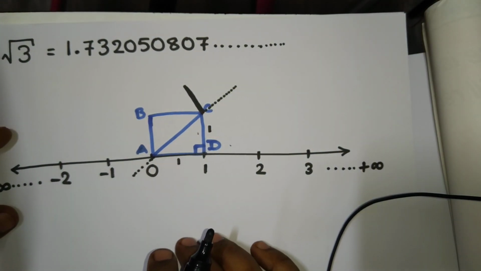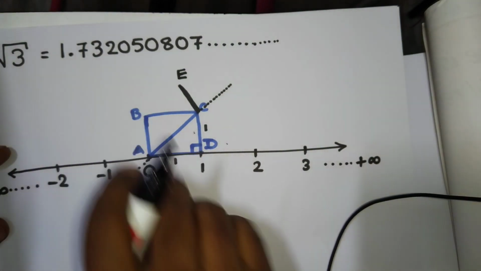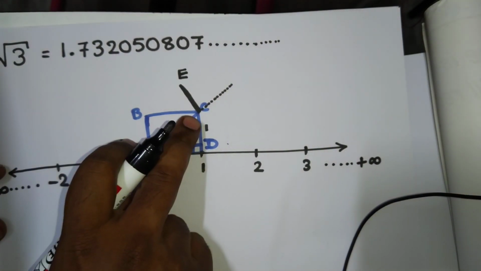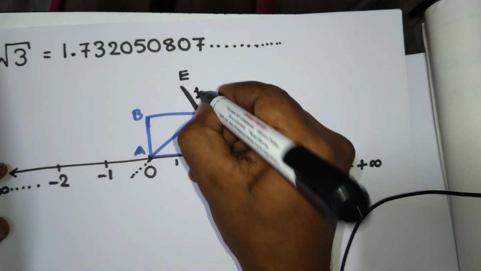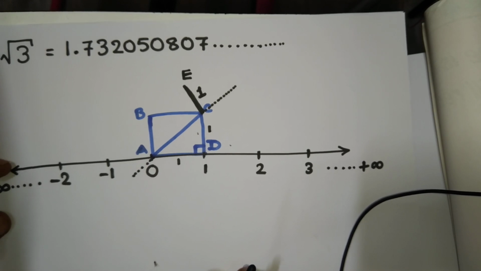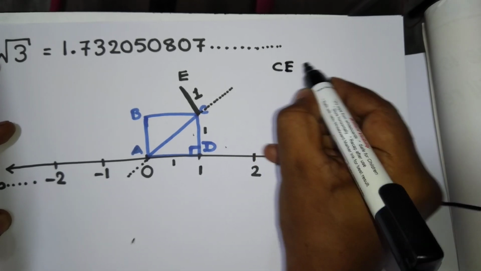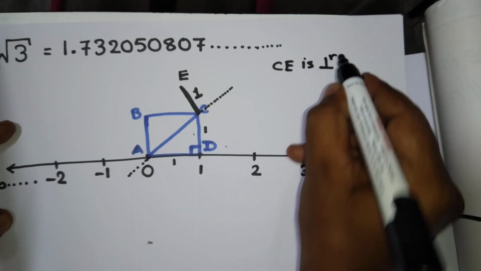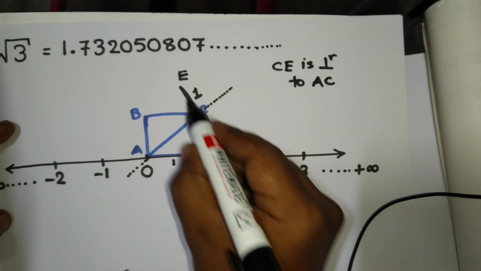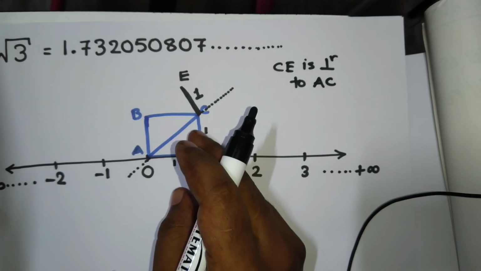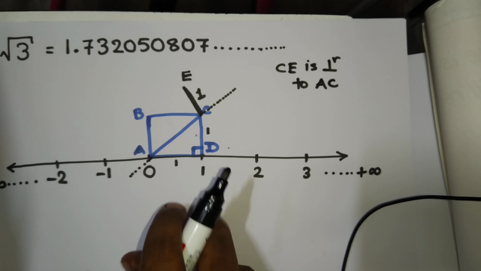Now we have to construct, let's try to construct CE. So we have constructed CE of unit length, so the length is 1 unit. This CE is perpendicular to AC, right? So AC is this, and CE is exactly normal, or perpendicular, to this AC.